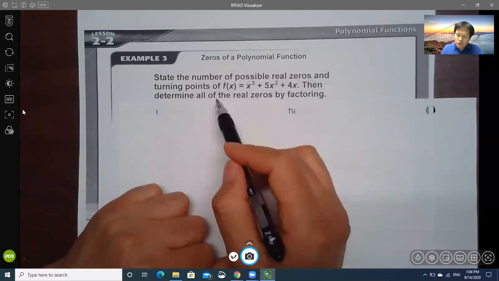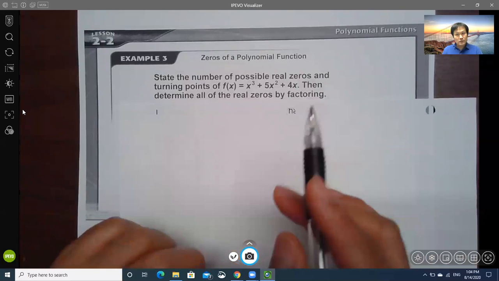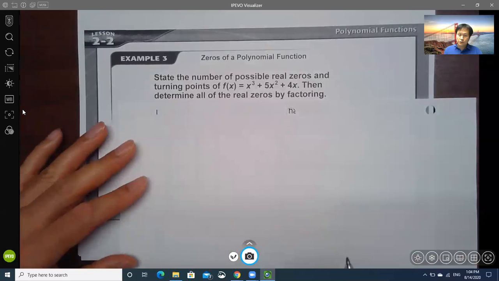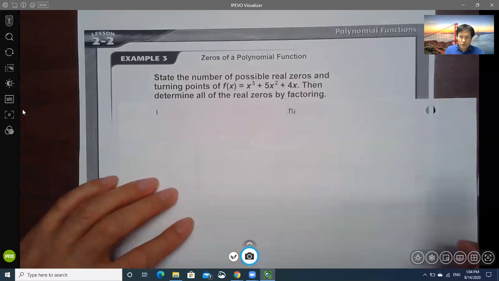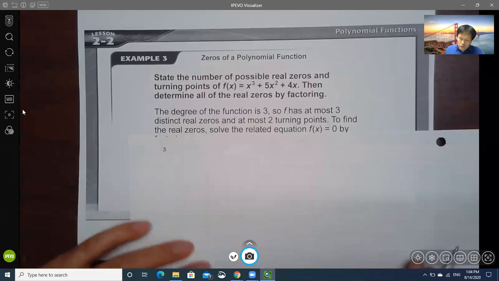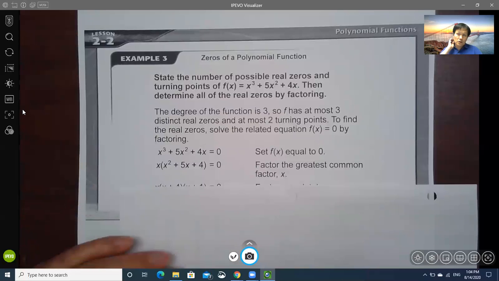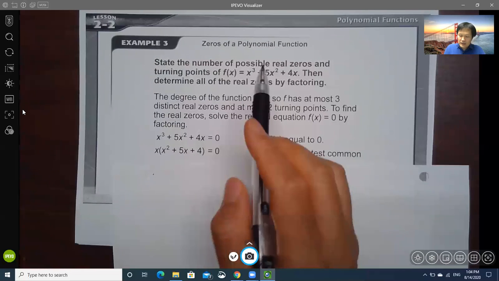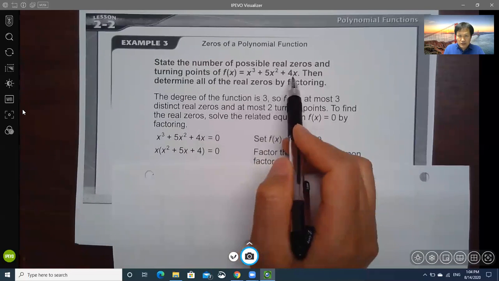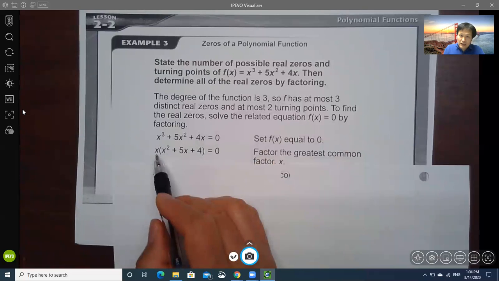Then determine all the real zeros by factoring. Okay, so now we are dealing with factoring. So if you look at x to the third plus 5x squared plus 4x, can you factor out a common factor? Is there a common factor? Yes, x goes here, x goes here, x goes here. So you can factor x out.